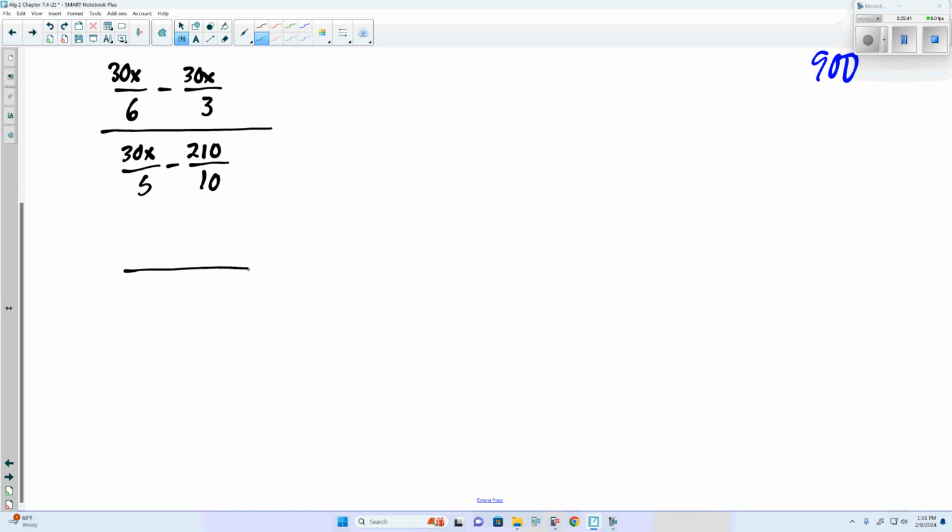So let's look at each one of these here. 30x over 6. 30 divided by 6 is 5. We still have the x, so 5x minus 30x divided by 3, 10x. So that takes care of the top. The denominator is 30x divided by 5. 30 divided by 5 is 6. We still have our x. 210 divided by 10 is 21.